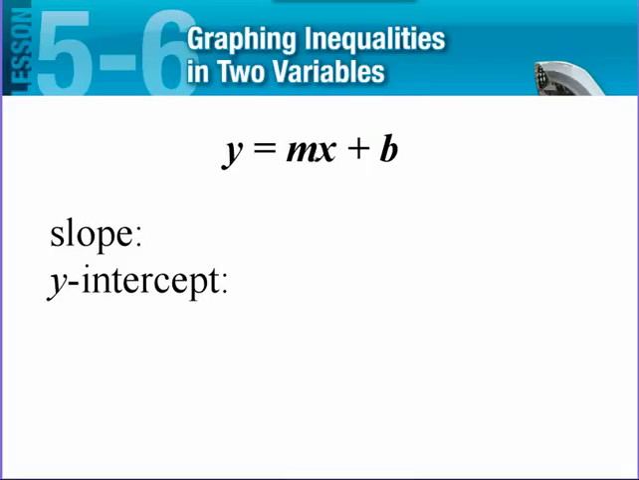So today we're going to be talking about how you graph inequalities in two variables. So real quick, we're going to review how we graph lines. And so I have a line up here. What form is this? Slope-intercept form. Very good.